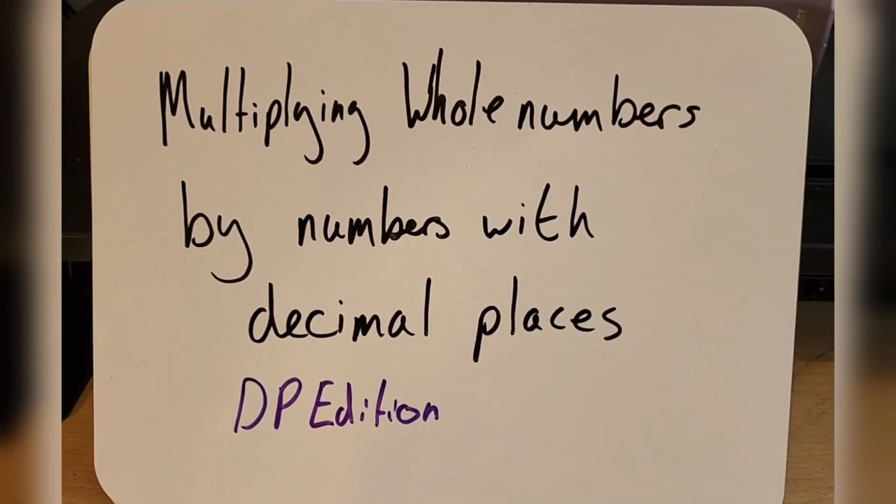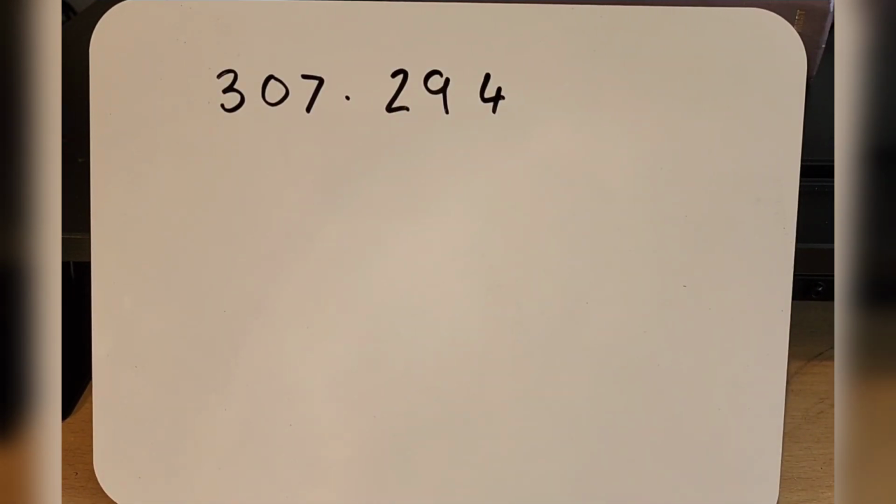So welcome back to another video on multiplying whole numbers by numbers with decimal places. This video will actually be looking at the decimal place method, put the DP edition. Here we look at counting decimal places and multiplying numbers that way. So what is a decimal place?